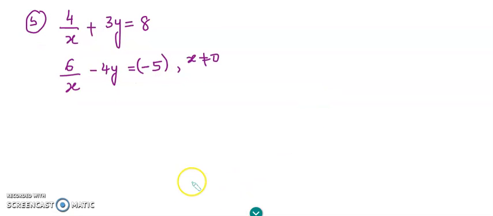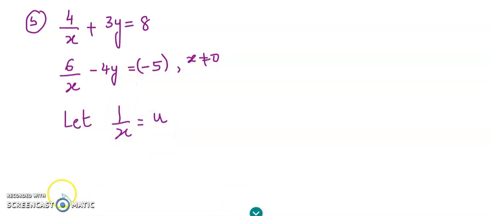Now the big twist. Here it is not the number in the denominator, but the variable itself is in the denominator. So what should we do? We'll be solving in a different way. What do I mean by that? First we'll assume, or let's say, let 1 over x equal, you can assign any alphabet. I'm going to take it as u. So I'm going to rewrite the equation in terms of u and y. Okay.